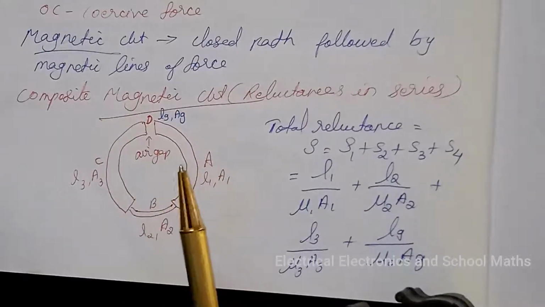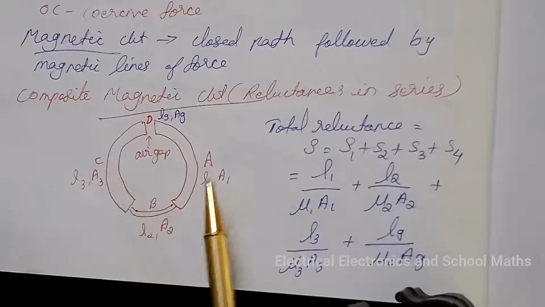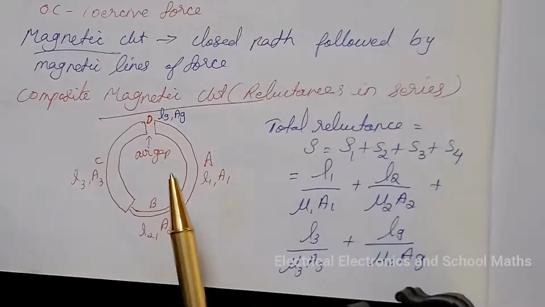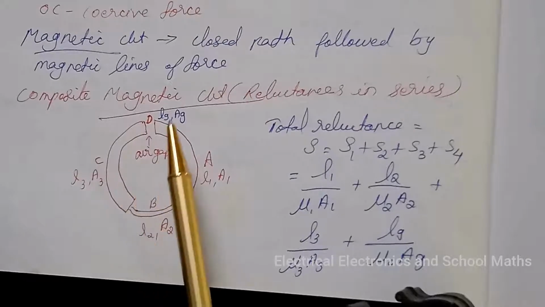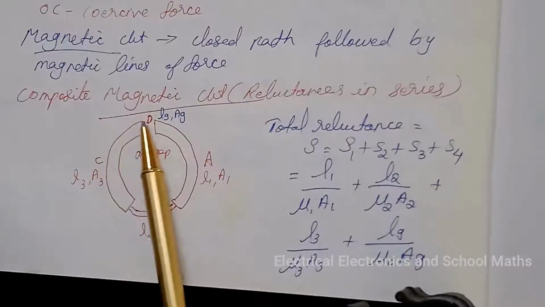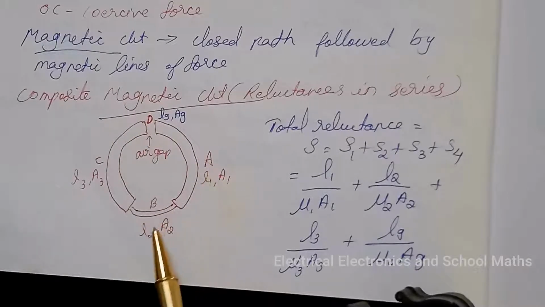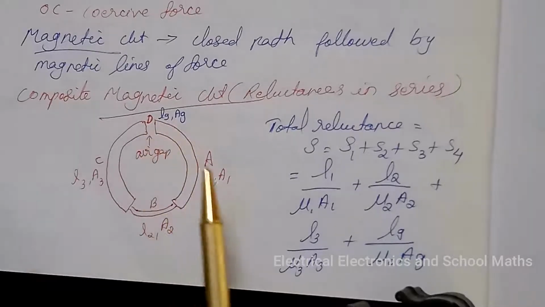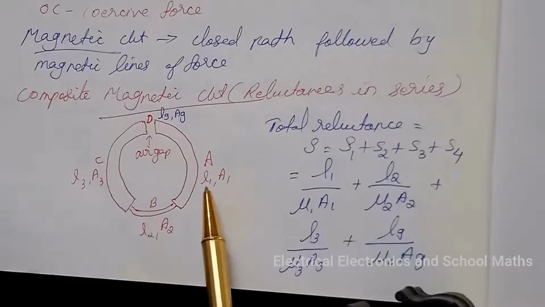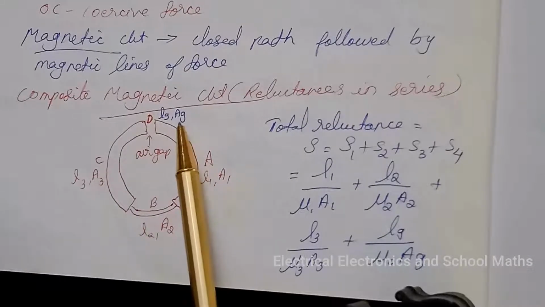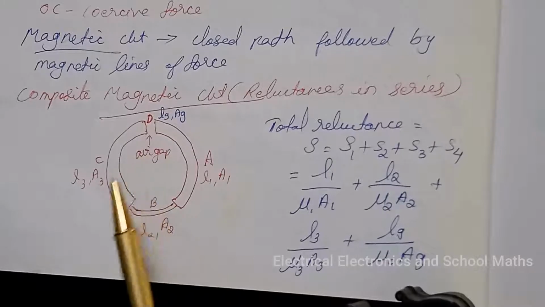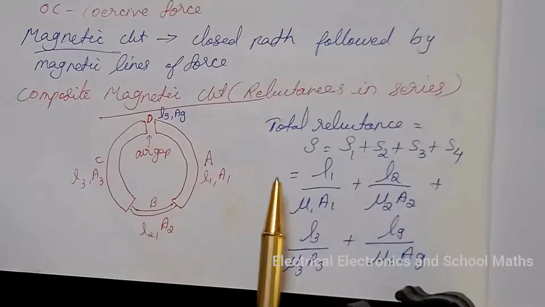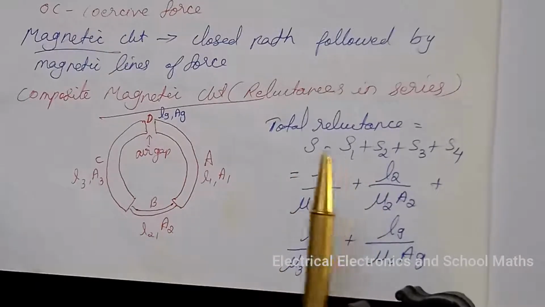In several cases, the magnetic circuit consists of several regions of different materials and different dimensions. The figure shows four regions A, B, C, D of lengths L1, L2, L3 and Lg, where Lg is for the air gap, and the areas of cross section are A1, A2, A3 and Ag respectively. Each of these regions has different reluctance. Then the total reluctance of the circuit is the sum of individual reluctances.